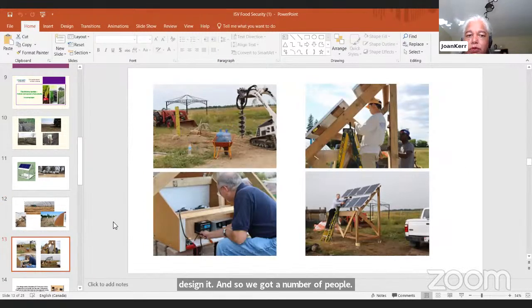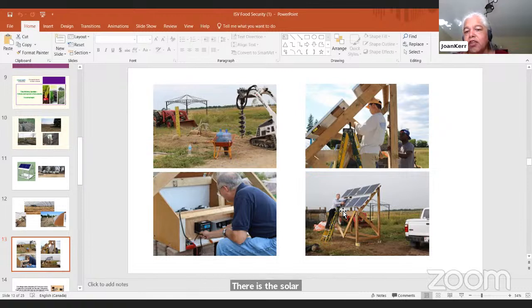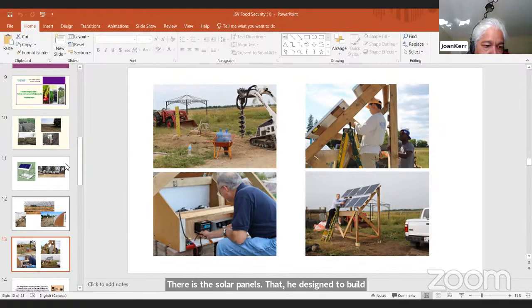In the lower left-hand corner is someone named Butch Chadwell. He came down and he was the mentor, sort of the lead engineer to help the students. And so there's the open space that we were trying to do. There's the solar panels that he designed to build. And from that solar panel, and let me see if I have another picture that I can show you where the water was. It was about 150 feet.